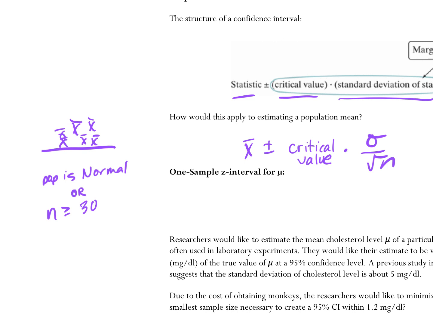So a one sample Z interval means our critical value will be a z star, no different than the z star you've always used, times the population standard deviation divided by the square root of n.